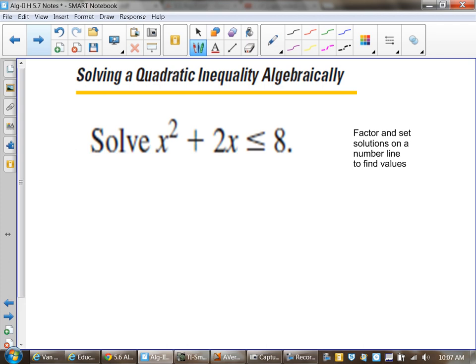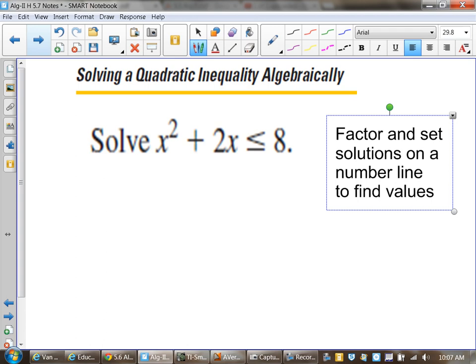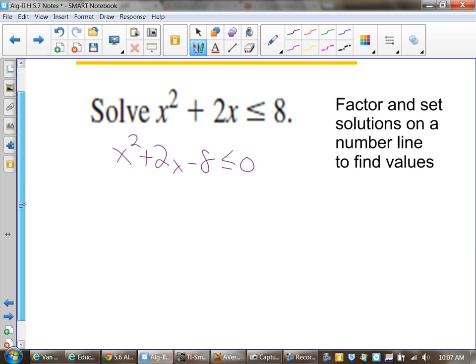The difference between this one and the one we just did is what? It has an 8 on the other side. It is not straightforward less than or equal to 0, is it? Correct. So what happens here is that when it's not set equal to 0 to start, or less than or greater than or equal to 0 to start with, you have to factor and set number solutions on a number line. Let me explain. When we set this one up, this is going to be easily factorable. You get x squared plus 2x minus 8 less than or equal to 0.